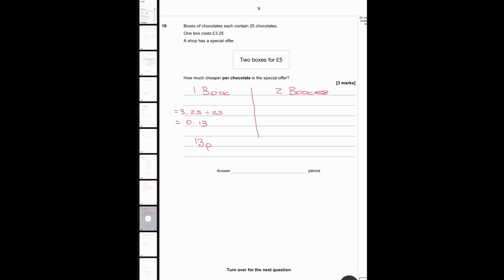For 2 boxes we are paying £5, but don't forget we'll be getting 50 chocolates instead of 25, so we're going to do 5 divided by 50, which is 0.10 or 10 pence. Now it's asking us how much cheaper it is, which we can see is 3 pence cheaper.